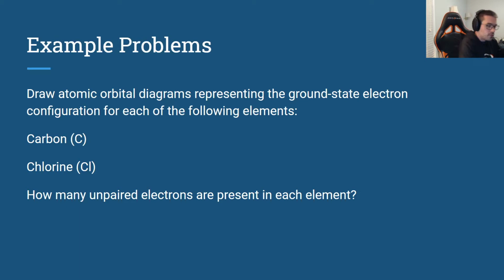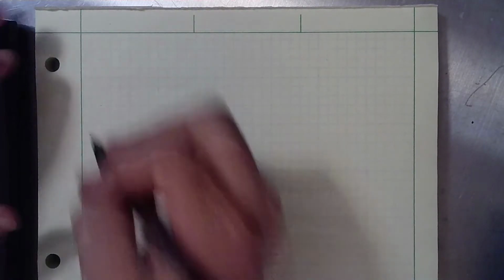Okay, so next thing we're going to look at, draw atomic orbital diagrams representing the ground state electron configuration for each of the following elements: carbon and chlorine. How many unpaired electrons are present in each element? Okay, so carbon and chlorine. Get my paper here in a good position. All right, so let's start with carbon.